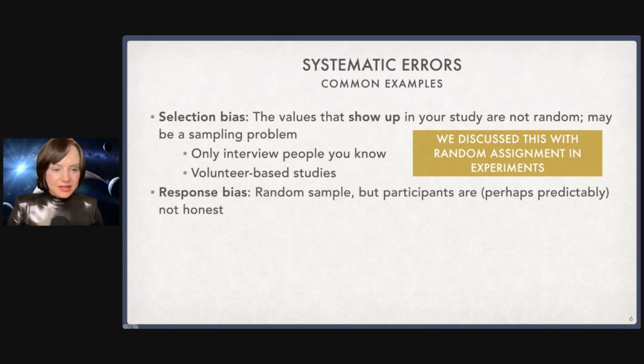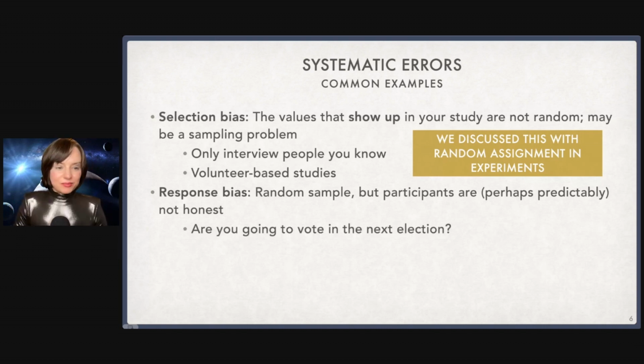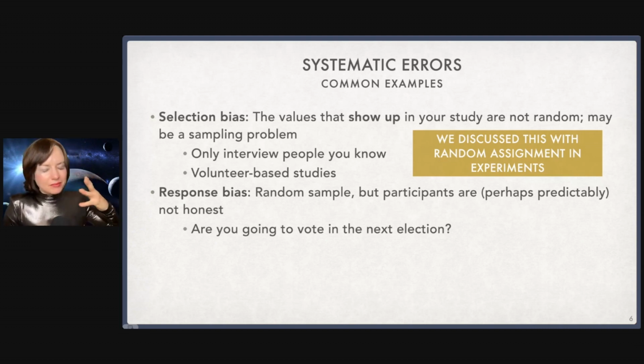Response bias is a type of selection bias. This is when you manage to get a random sample, but the participants are perhaps predictably not honest. Some examples that I really love in this area are, it turns out if you ask people if they're going to vote in the next election, way more people say they're going to vote in the next election than actually vote in elections. So you might, I'm making up these numbers, but you say, are you going to vote in the next election?